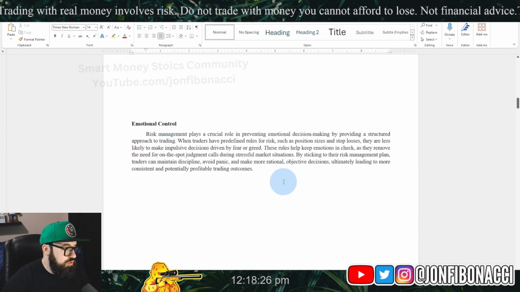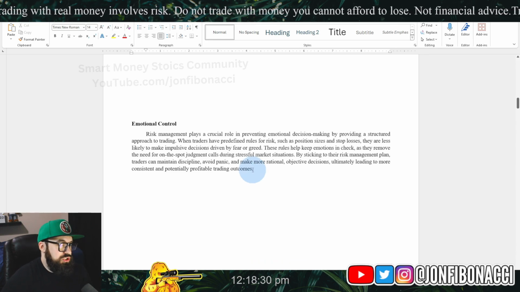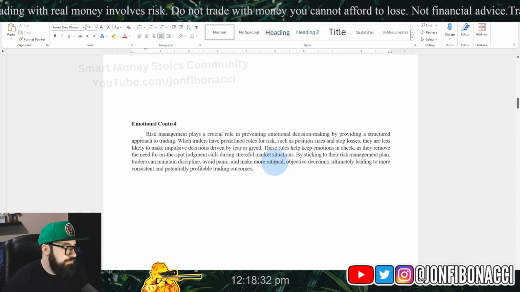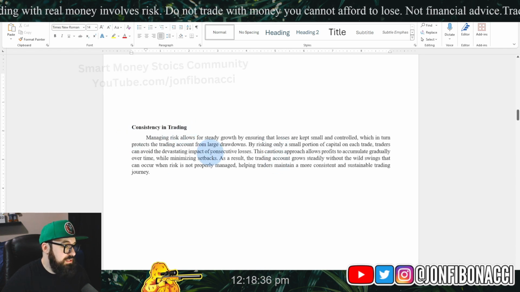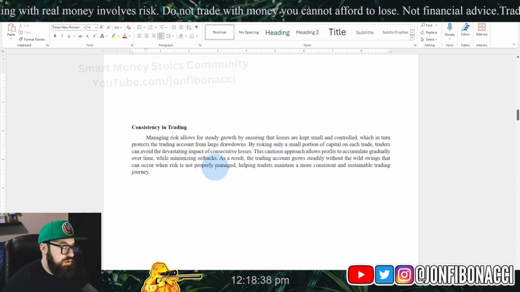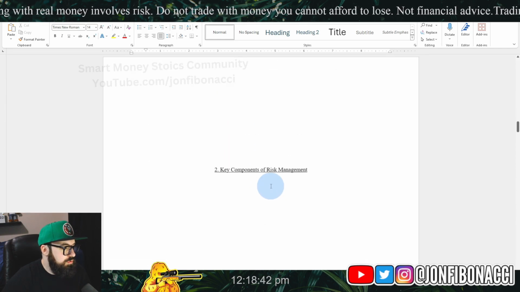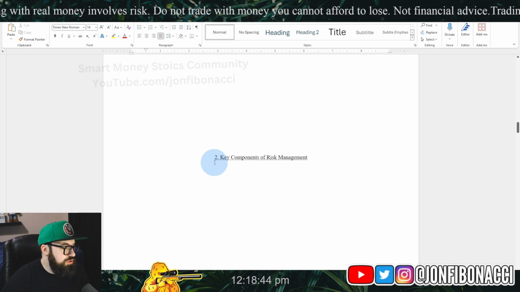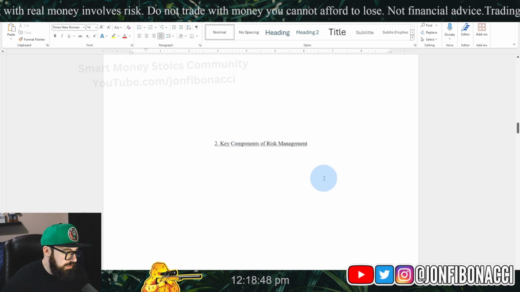Emotional control, or at least emotional management slash anxiety reduction. And consistency, at least in the loss growth aspect of, say, the equity curve, for example. Okay. Part two, key components of risk management.